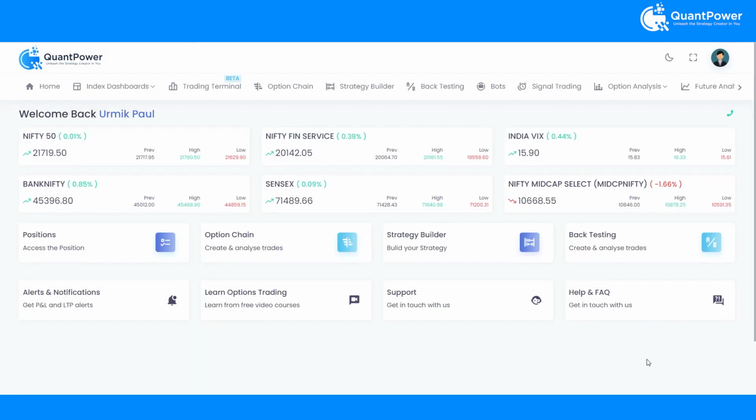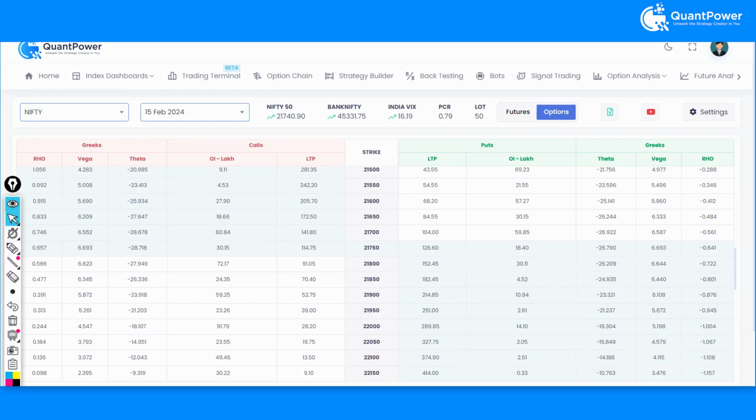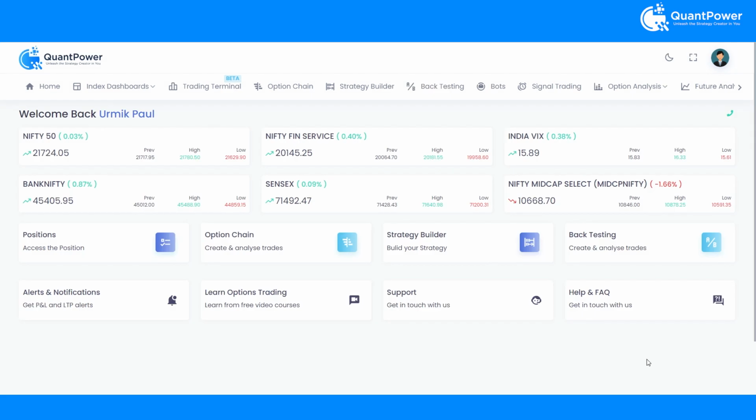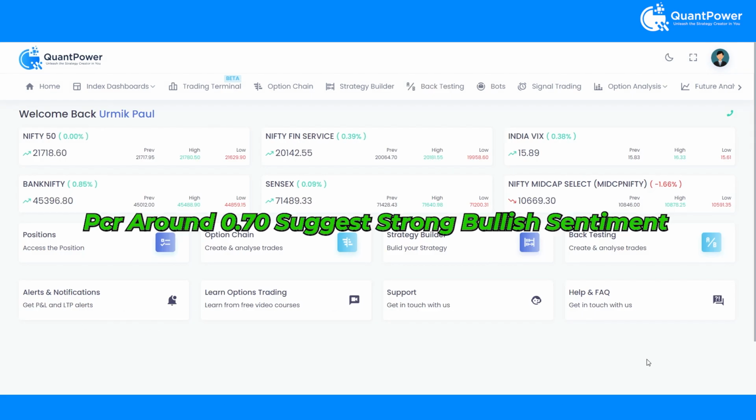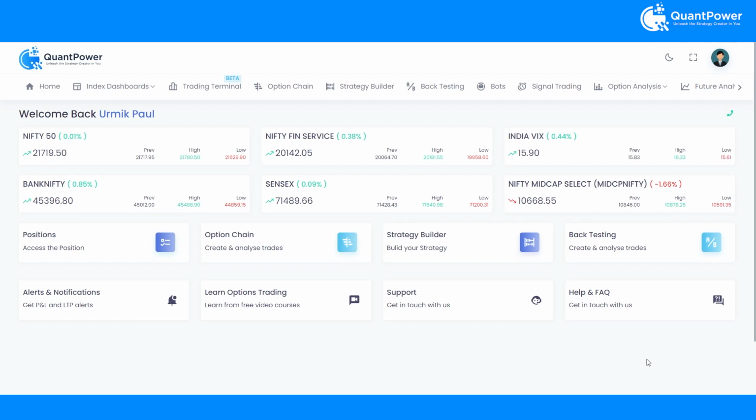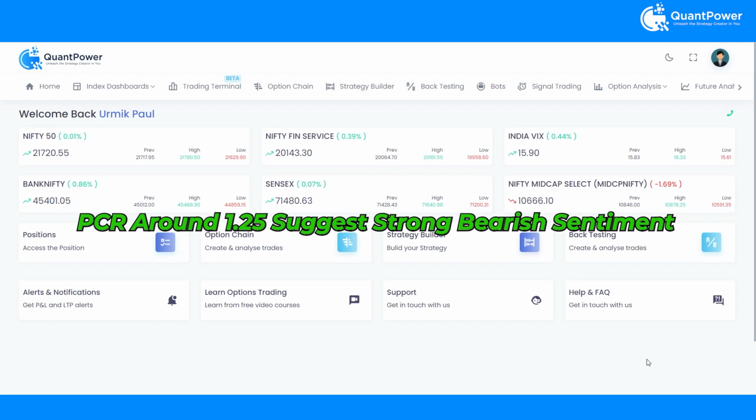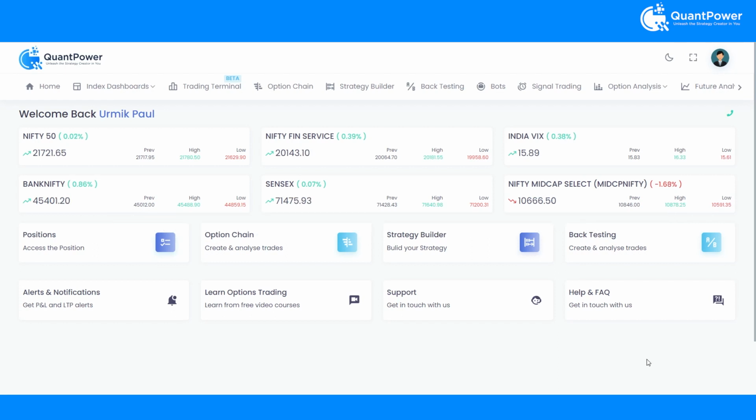To identify potential directional moves, pay attention to two key factors: the put-call ratio and the behavior after breaking S1 or R1 levels. A PCR around 0.70 suggests a bias towards buying, while a PCR around or above 1.25 indicates selling opportunities. Although not foolproof, aligning your trades with these ratios can boost confidence.